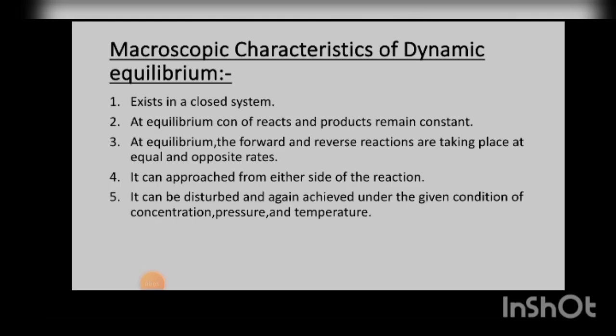In this slide I would like to discuss some characteristics of dynamic equilibrium. First of all you should know that it only exists in a closed system. At equilibrium the concentrations of reactants and products remain constant. At equilibrium the forward and reverse reactions are taking place at equal and opposite rates, as I have told you before. So it can be approached from either side of the reaction, from the forward as well as from the reactant side. It can be disturbed and again achieved under the given conditions of concentration, pressure and temperature.